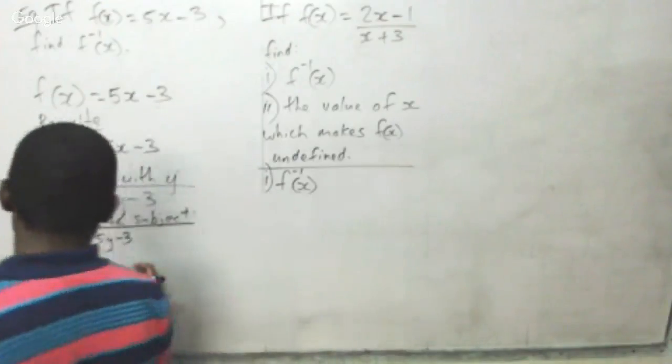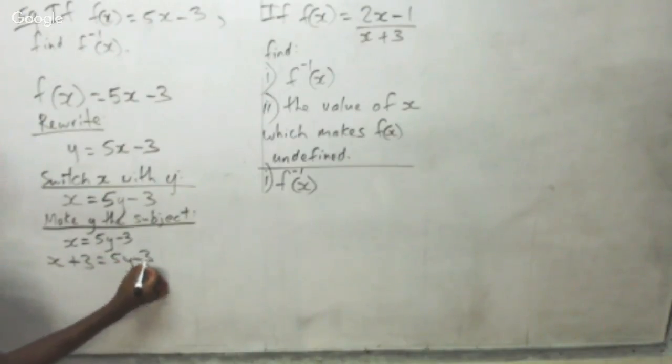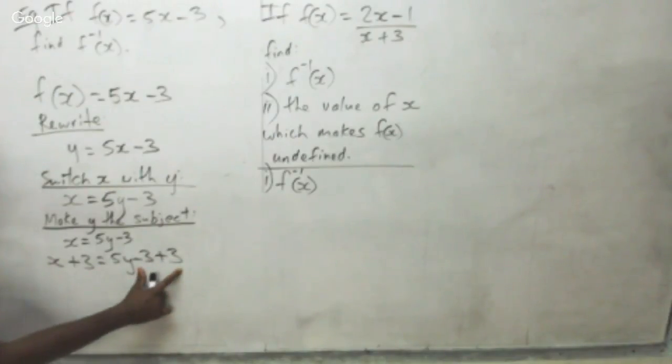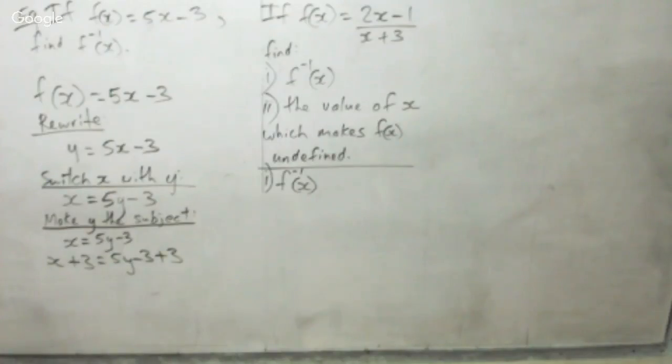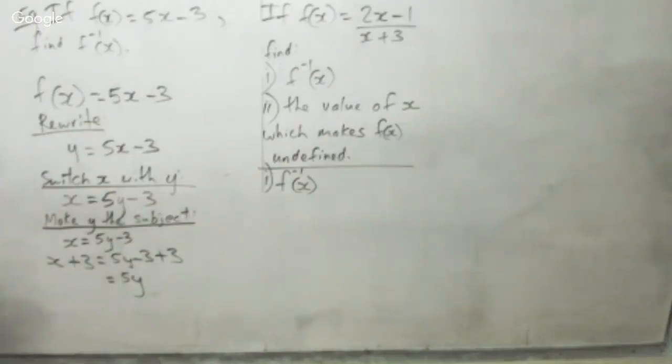All right, so to get rid of negative 3, what are we going to do? We're going to add. So it's going to be x plus 3 on one side is equal to 5y minus 3 plus 3 on the other side. This gives you 0. That is why I added 3 in the first place, because you want to get rid of negative 3. So on the right, what do you have? 5y. On the left, what do you have? x plus 3.